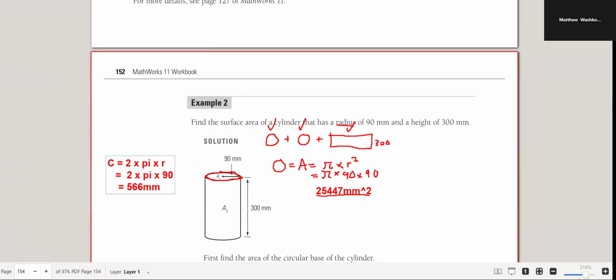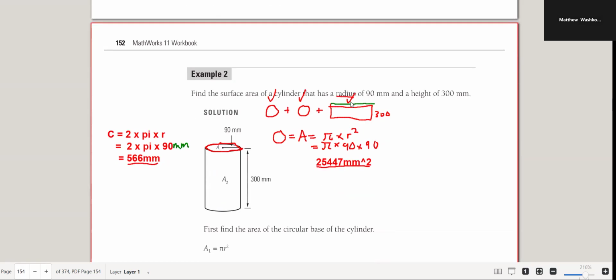Now you're noticing I am not putting squared here because I'm not measuring area. I am measuring the length of this, with a green pen here. One measurement. There's only one millimeter that's being multiplied here, so there's not a square there, whereas there is over here. All right. So check, check, check. I have everything, right? So let's just add it up. My circle, which is 25,447, plus my circle, which is 25,447, plus my rectangle, which I haven't figured out yet. All I did is the circumference.